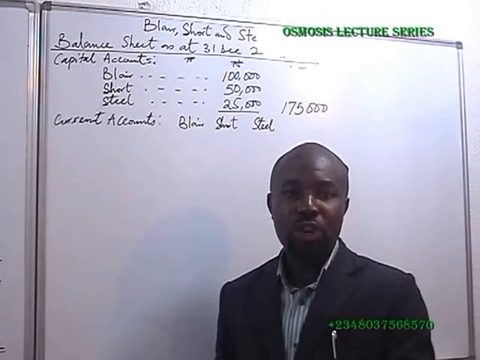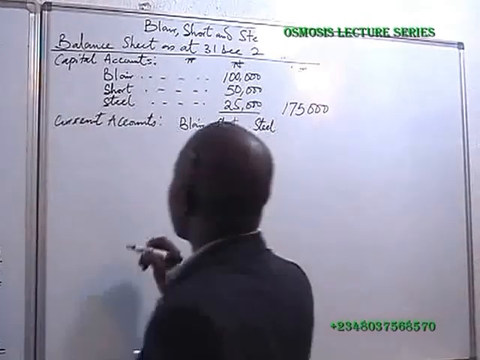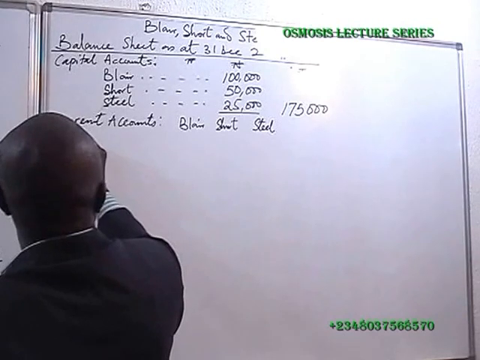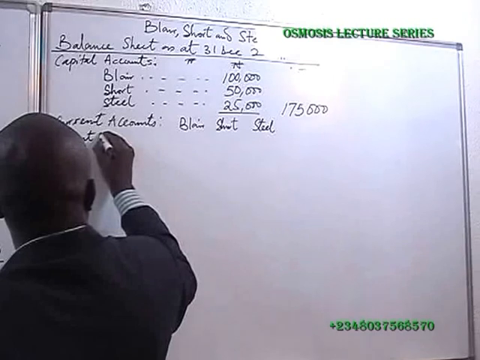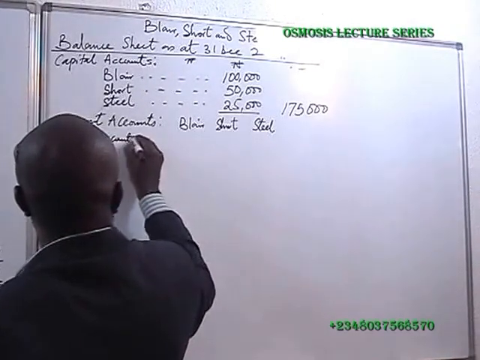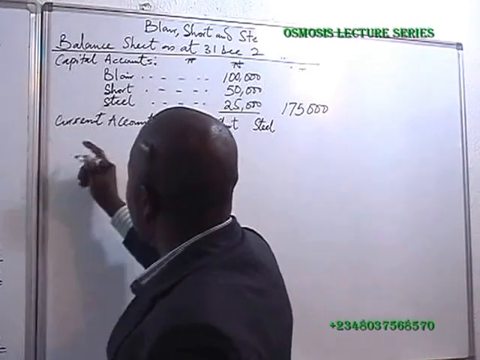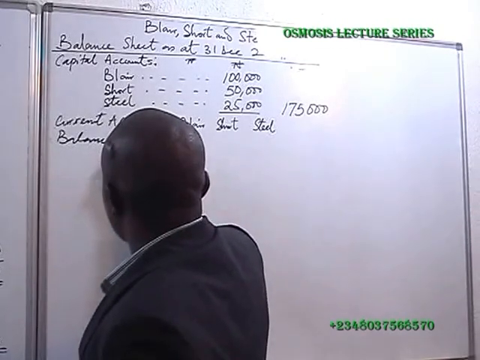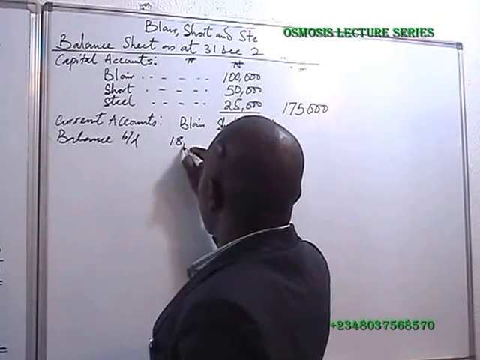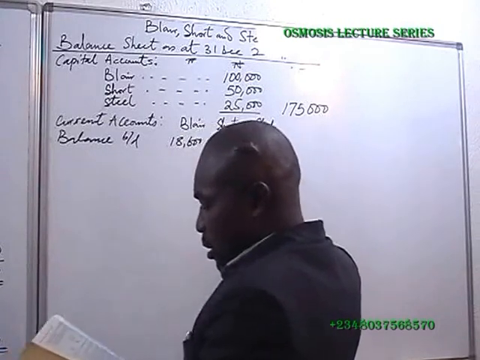So here we are going to write the current account balance. Call it the balance brought down, or better still, because you have a current account heading there, just put current balance brought down. For Blair it is 18,600. For Short it is 9,460. For Steele, it is 8,200.